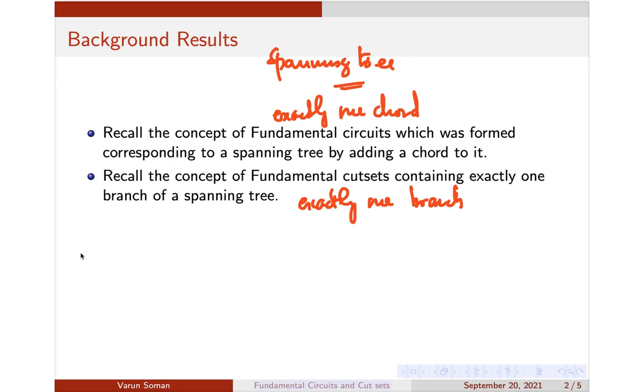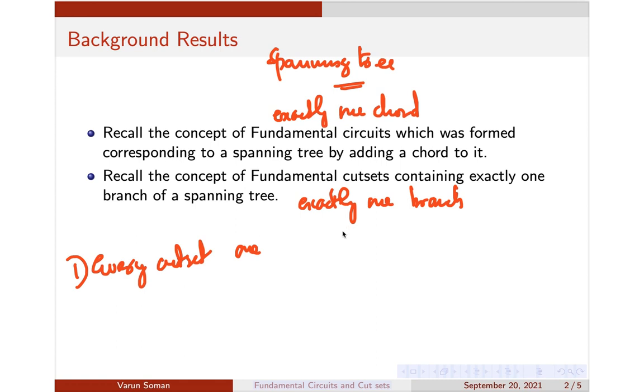One theorem was that every cut set should contain at least one branch in common with the spanning tree. It's very obvious, right? Because if it does not contain at least one branch of the spanning tree, the graph would still be connected, all the vertices would still be connected, and hence it cannot be a cut set. So every cut set contains at least one branch in common with a spanning tree. That is one result we studied earlier.